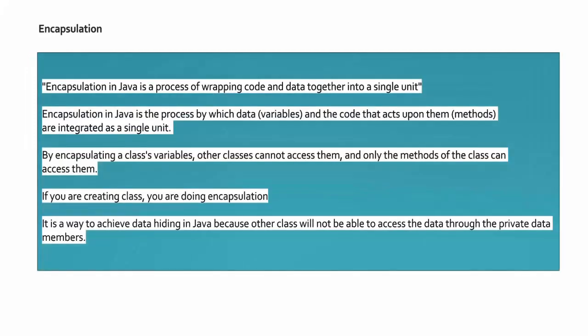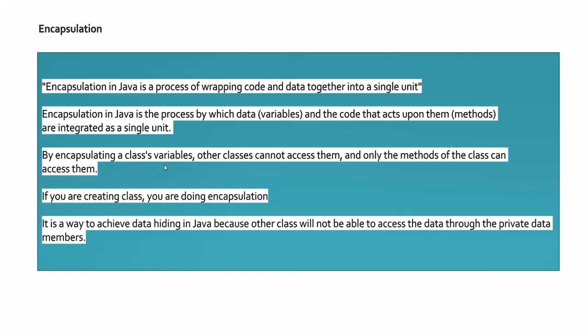And the next is encapsulation. Encapsulation is a process of wrapping the code and data together into a single unit, which means we can write a class where we put our methods and variables together and wrap them under a single unit. Encapsulation in Java is a process by which data, which is variables, and the code that acts upon them, which are methods, are integrated as a single unit.